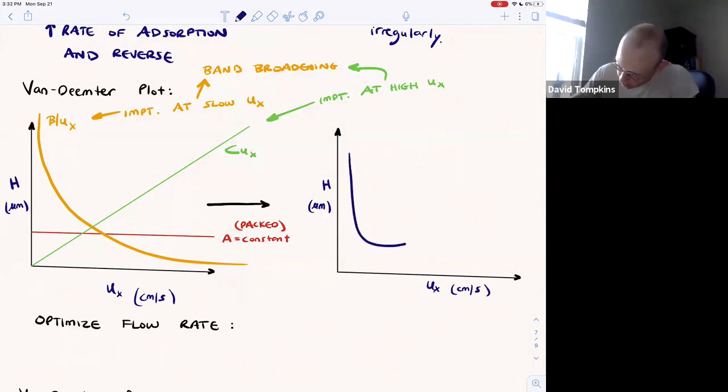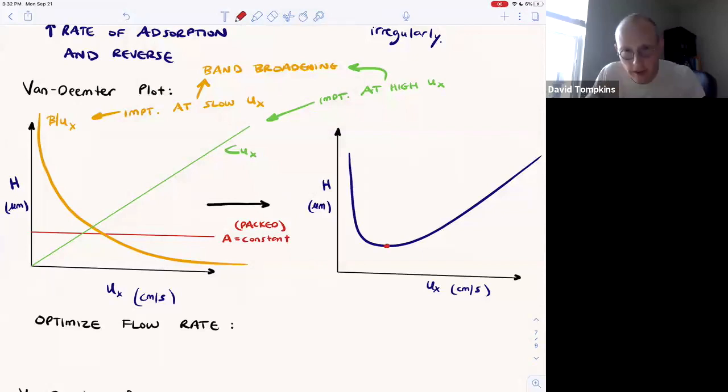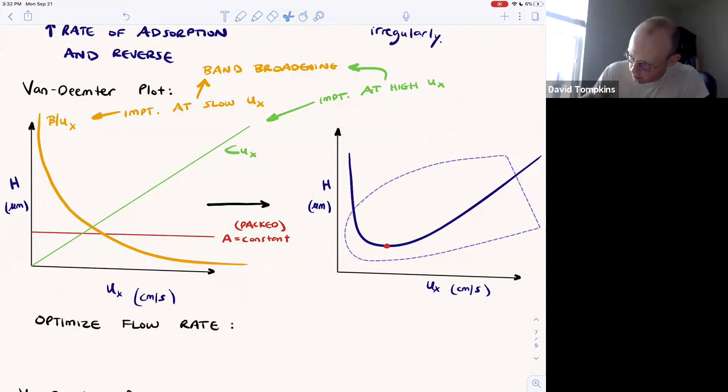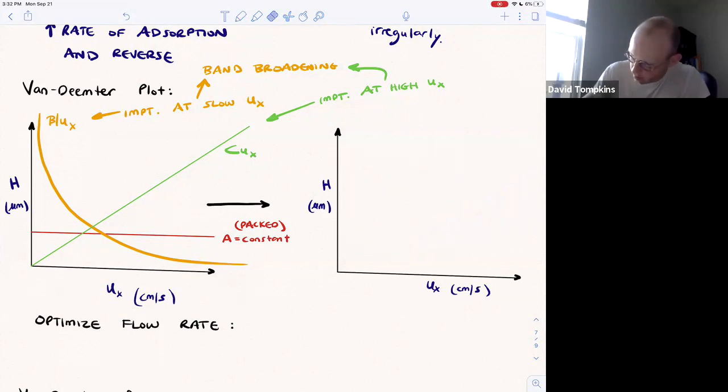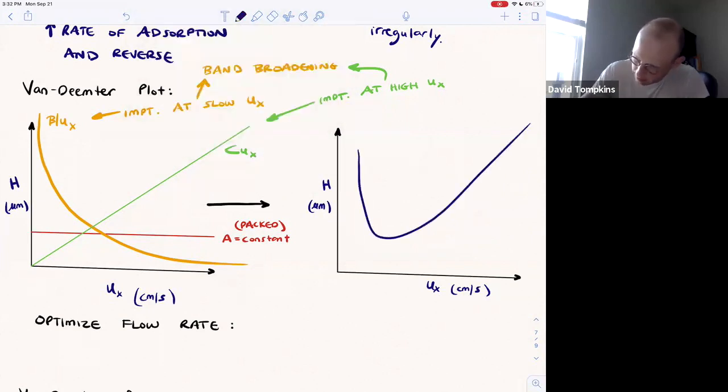So if you add these together, you're going to get this skewed parabola, okay? And you just want to roughly find the minimum here. Multiple flow rates would maybe be okay. So let me make it a little more defined. The Van Deemter plot generally takes on this shape here. How about we say this is the lowest point on the plot, and therefore our minimum plate height is found on the y-axis, and our optimal flow rate is found on the x-axis.